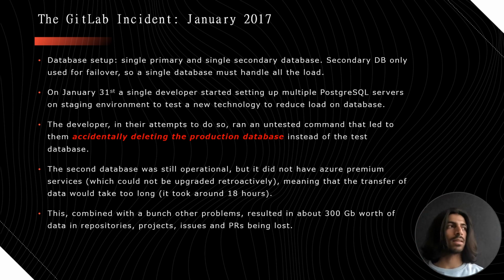So what happened was that an employee with unchecked policy administration access was able to run an untested command on a production server instead of a testing environment, accidentally of course, and they ended up deleting the primary database, or a section of it at least, the full production database, on accident, and it resulted in almost over 300 gigabytes of data lost in repositories, projects, issues, pull requests, many change logs.